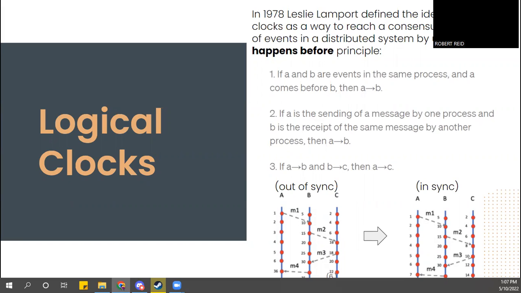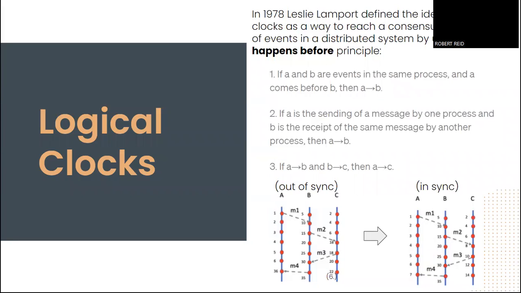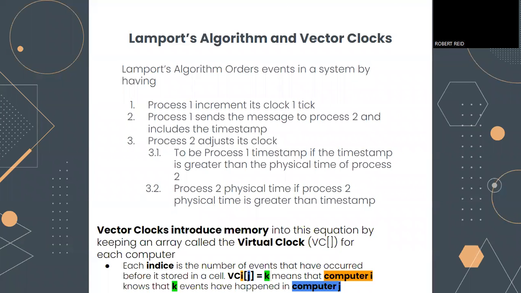We can see this algorithm in action when we take 3 out-of-sync machines, A, B, and C, and put them in sync using this algorithm. More on this, the algorithm works with vector clocks by introducing an array to keep memory in this equation. It adapts Leslie Lamport's algorithm directly, where process 1 increments its clock 1 tick, process 1 sends the message to process 2 and includes that timestamp, and then process 2 only adjusts its clock if it's logically correct.